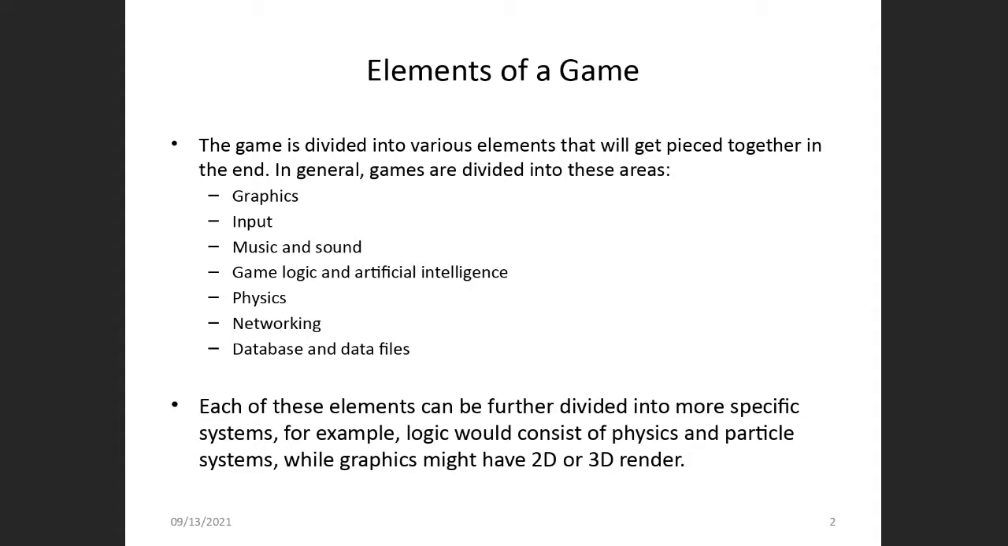These different things are developed by different people at different times, and at the end they are combined together. Each of these elements can be further divided into more specific systems. For example, logic would consist of physics and particle systems, while graphics might have a 2D or 3D renderer. Logic is the actions in the game, and we can divide that into different parts, with different people responsible for each. Now you can see that the game is a complex thing in general.